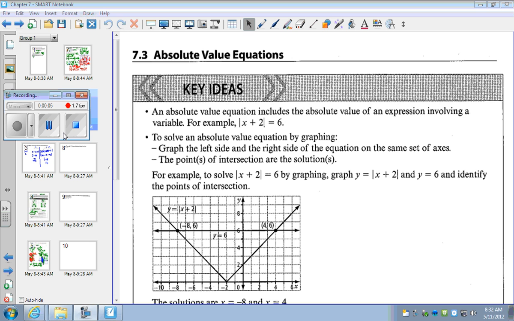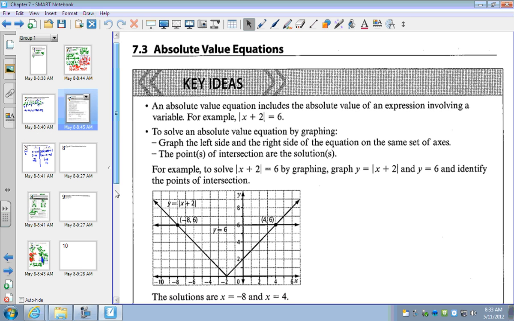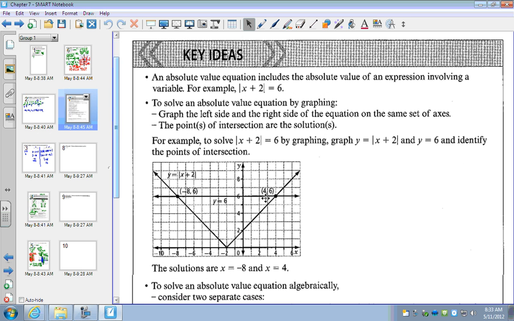Section 7.3, absolute value equations. So an absolute value equation includes the absolute value of an expression involving a variable. For example, the absolute value of x plus 2 is equal to 6. To solve, you can graph the left side and graph the right side, and then the points where they overlap are the solutions. So the points of intersection are when x equals -8 and when x equals 4. So we're looking at the x values of those points of intersection.